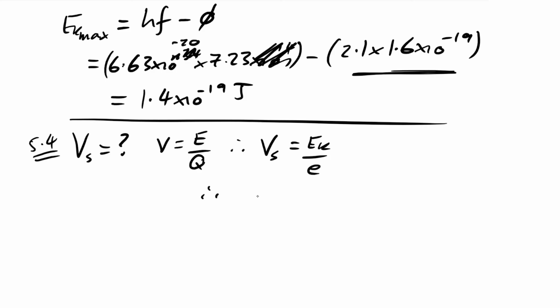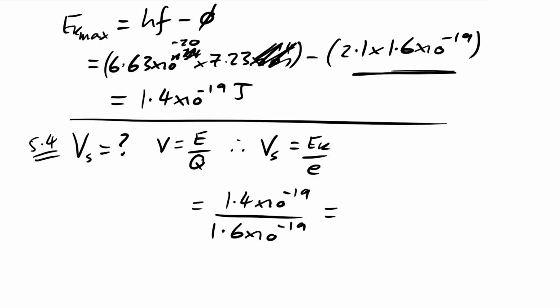So all we have to do is plug those numbers in. 1.4 times 10 to the minus 19, that's our max kinetic energy, divided by 1.6 times 10 to the minus 19, so it's just 1.4 divided by 1.6, and that gives us 0.89 volts.